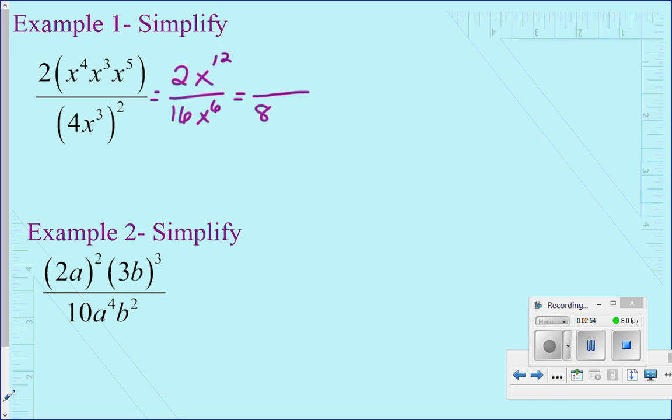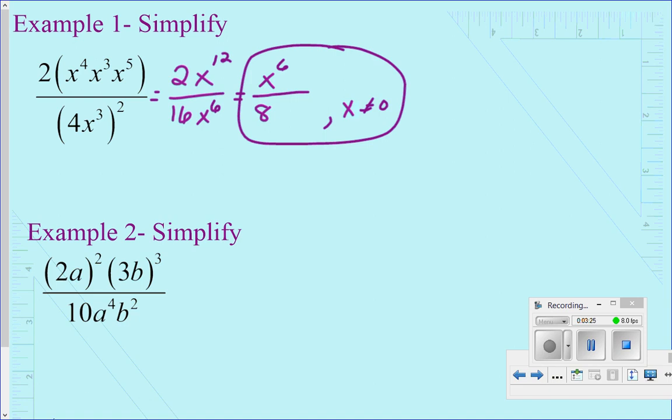Wow, I'm not sure if I need the 1 yet. Let's see if we get anything else in the numerator. So x to the 12th divided by x to the 6th, subtract the exponents. 12 minus 6 is positive 6. That's going to be x to the 6th in the numerator because it's positive 6. And because that x to the 6th is there, I don't need the 1. Only need to write the 1 if there had been nothing else in the numerator. So x to the 6th over 8 is my answer, and then restriction, x cannot equal 0.